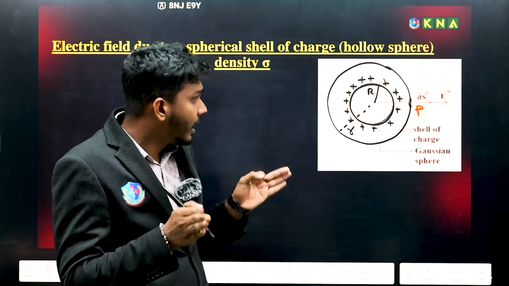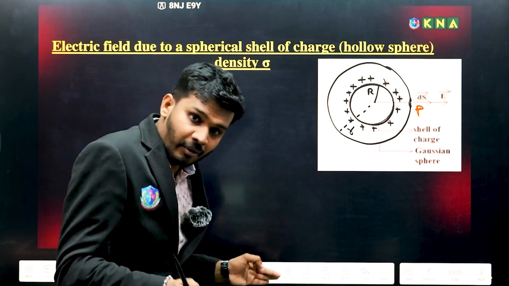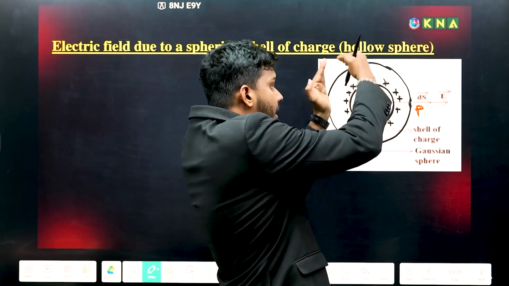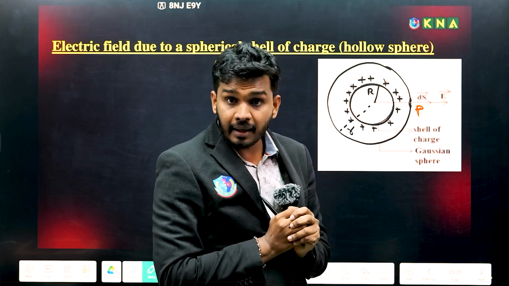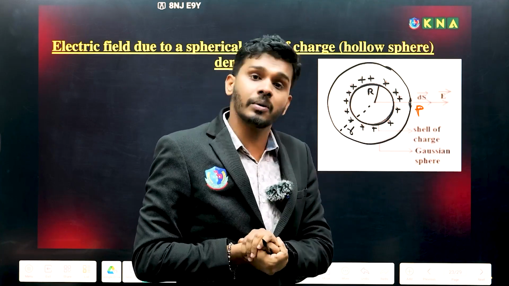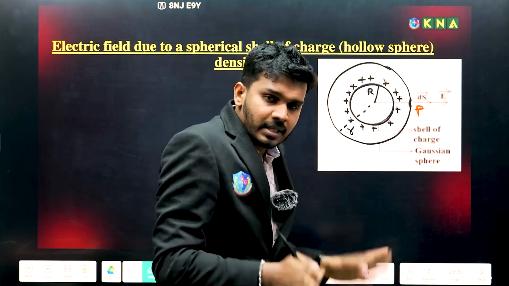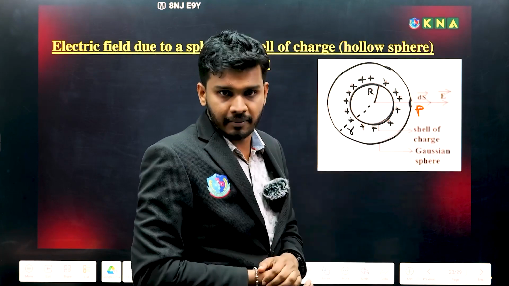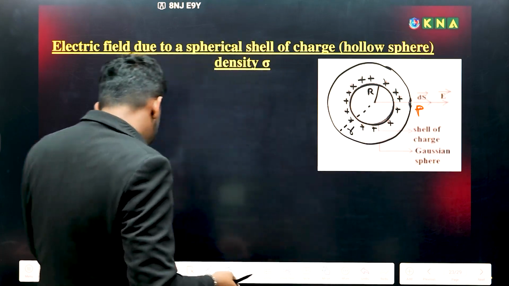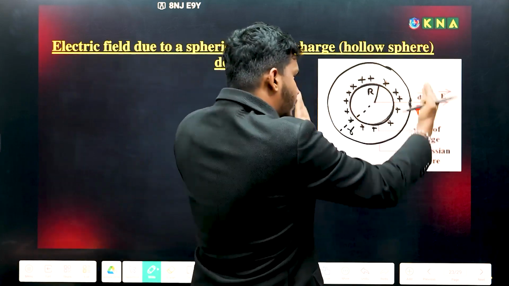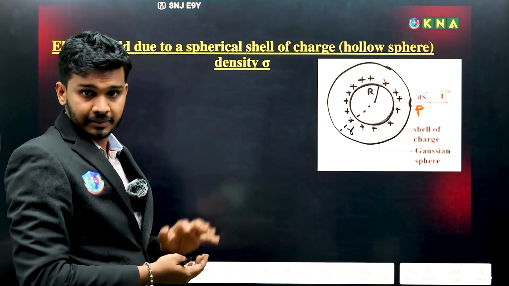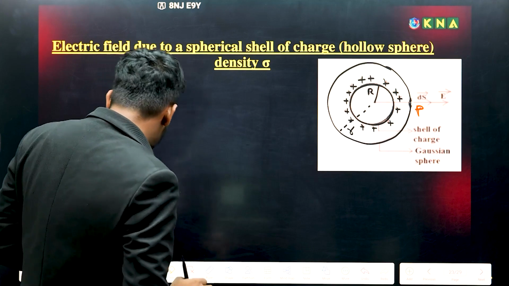For finding the electric flux using Gauss's theorem, I consider a surface outside the shell. To apply Gauss's theorem, there should be a surface, and that surface is called a Gaussian surface. I consider the Gaussian surface outside the given shell.